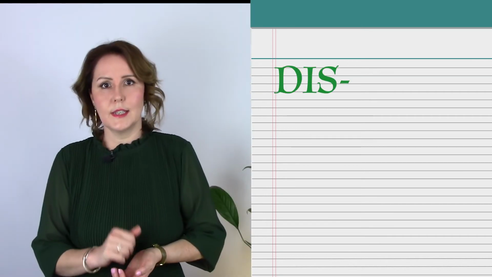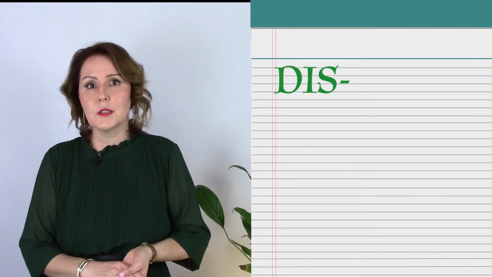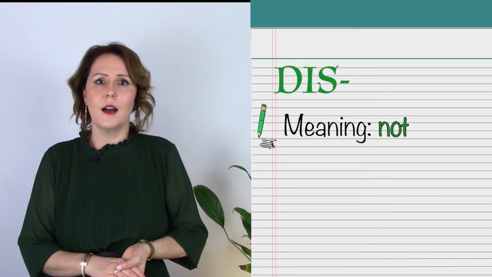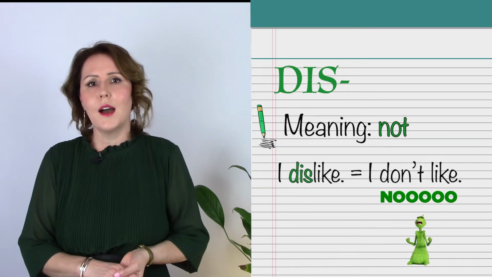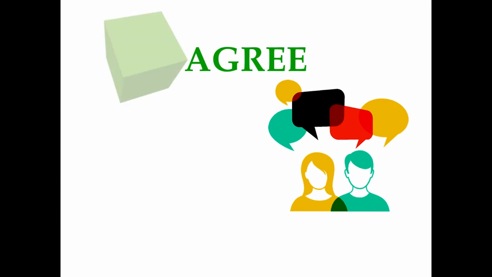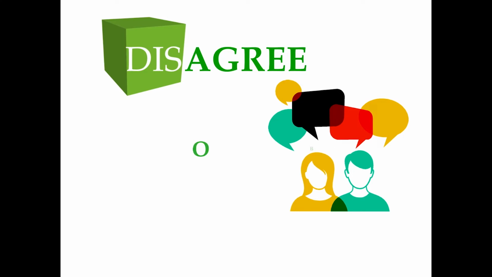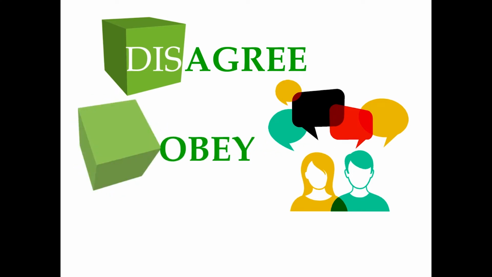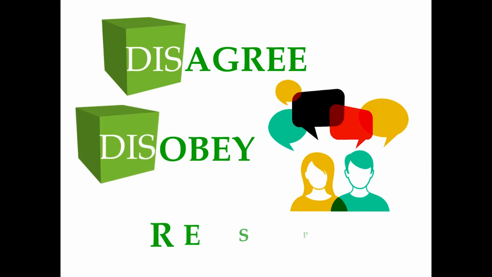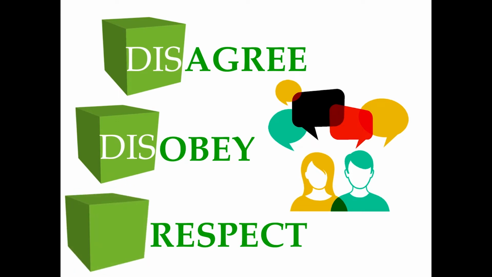the prefix dis. Dis is a prefix with the negative meaning. I dislike means I don't like. Agree, disagree, obey, disobey, respect, disrespect.